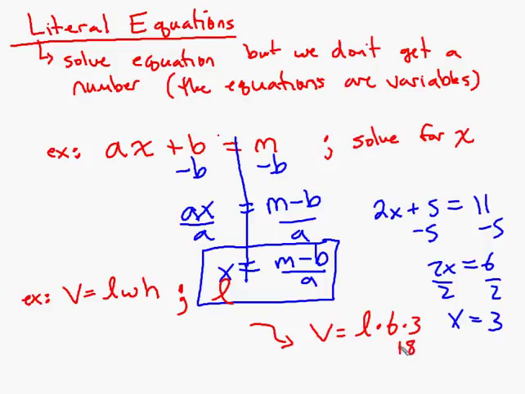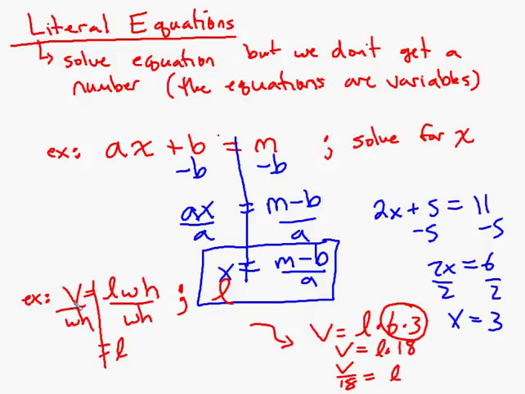I would combine the 6 and 3 and get 18, so I get that. And then what would I do? Divide by 18, right? So what did I divide by? 6 and 3. So over here, what do I divide by? W and H. So I get L equals, I can't actually do that division, so I get this.